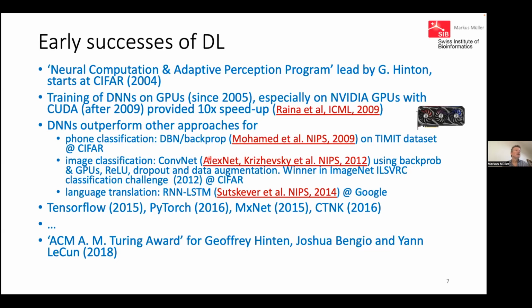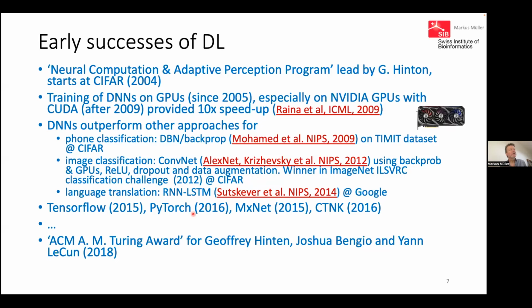Then better known is the so-called AlexNet, which was produced by Alex Krizhevsky, Ilya Sutskever, and Geoffrey Hinton in 2012. It's a convolutional network that used all the modern techniques that were available. So they used backpropagation on GPUs, they used the ReLU activation and dropout and data augmentation. I will explain what all these things are later. And they won this ImageNet competition in 2012 with a clear advantage to the runner-up. Later on, Sutskever then went to Google and started developing language models there, which then led to these GPT models, which we have now with OpenAI.